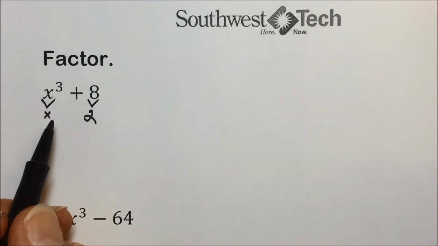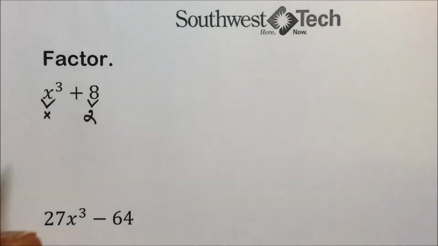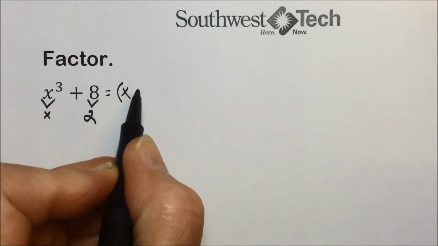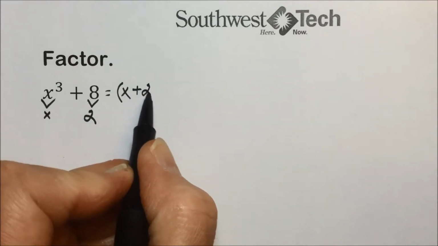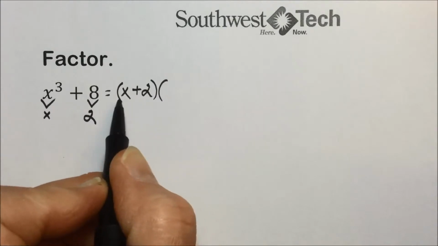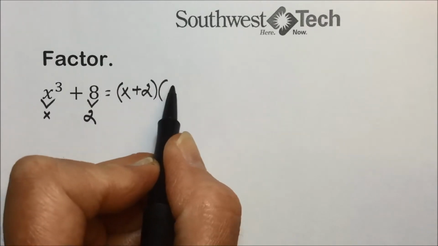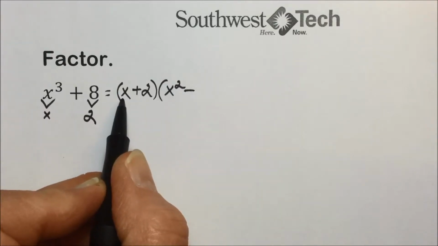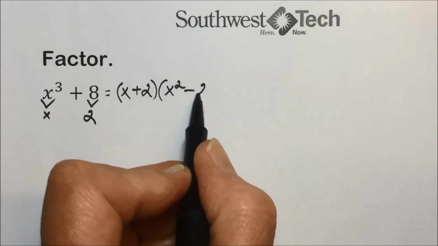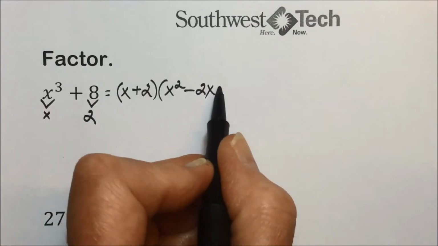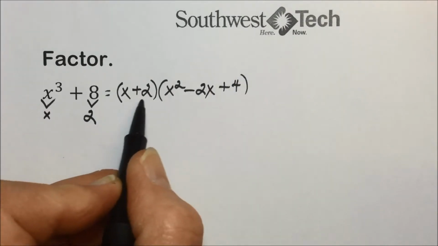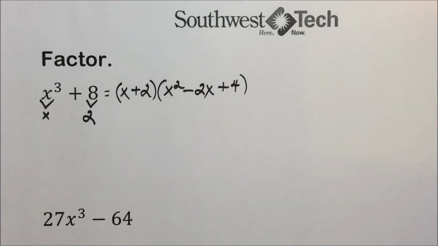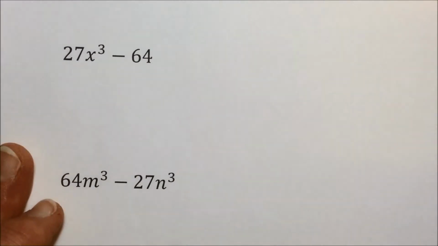We'll use that pattern that we just wrote down there on our class notes, which is cube root of the first, the sign between the cubes, and cube root of the second. The trinomial then is square of your first term, so x squared is x squared, opposite sign, multiply the cube roots of each, so x times 2 is 2x, and then square the last term. If you multiply the binomial times the trinomial, it should multiply to give you that sum of cubes.